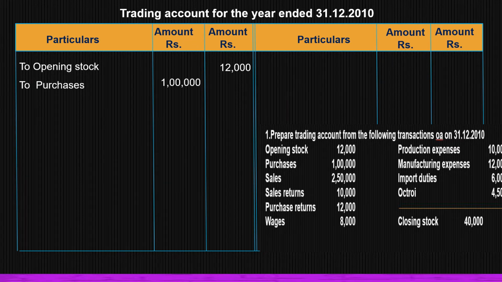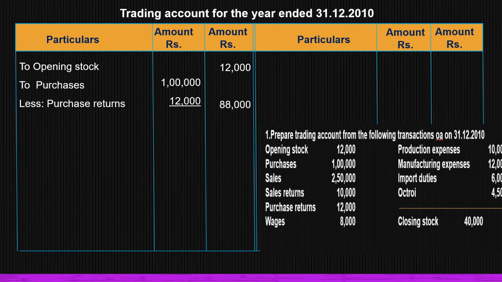Okay, when purchases are given, you can find out about the returns. If purchase returns are given, we should subtract them from purchases. So less purchase returns. Purchase returns are given as 12,000. So 1 lakh minus 12,000 equals 88,000. So the inner column should be used for adding and subtraction, and the outer column should be used for final amounts. Okay.